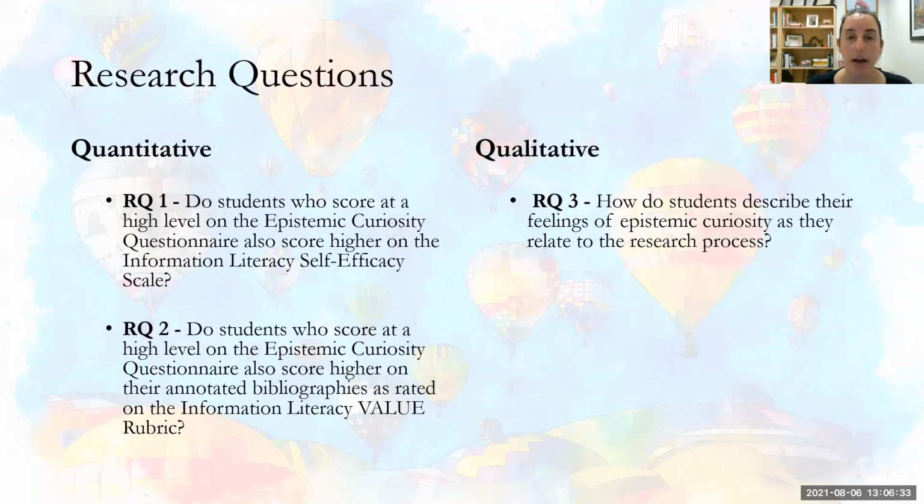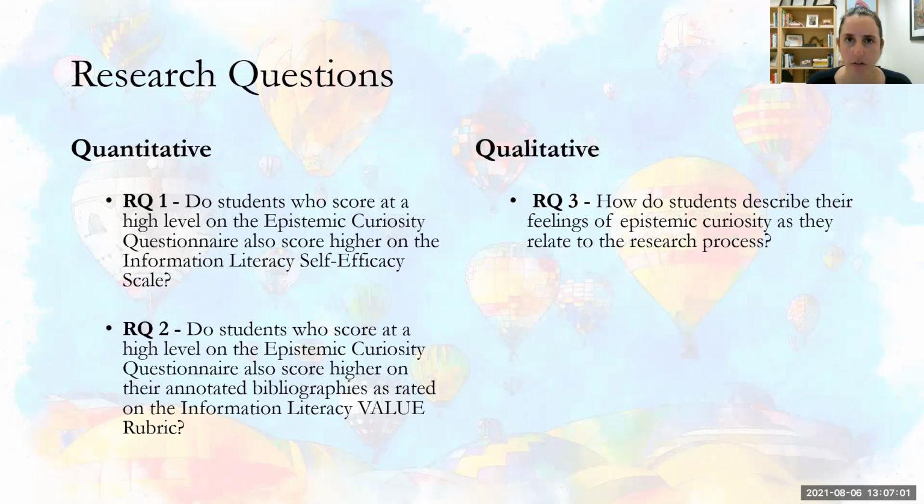So with that, I ended up with 3 research questions that I tried to answer with my study. 2 of them I looked at quantitatively, and 1 I looked at qualitatively. So that's how it ended up being a mixed method study. I was interested in empirical numbers to demonstrate the relationship between curiosity and information literacy. But at the same time, I love qualitative research, and I wanted to get a fuller picture of what the students were experiencing in their own words.